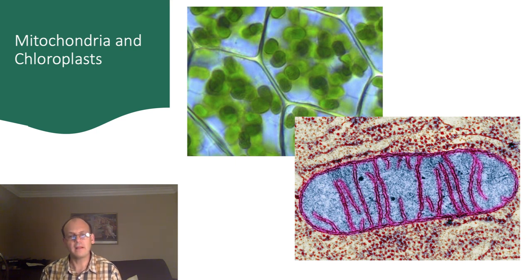Interestingly, biologists believe that both mitochondria and chloroplasts have a prokaryotic origin. This is the basis of the endosymbiont theory, which says that mitochondria and chloroplasts originated as bacteria and that they were engulfed into eukaryotic cells. There are a number of lines of evidence that support this.